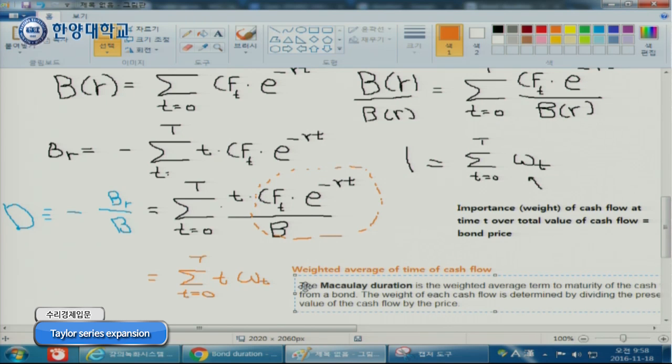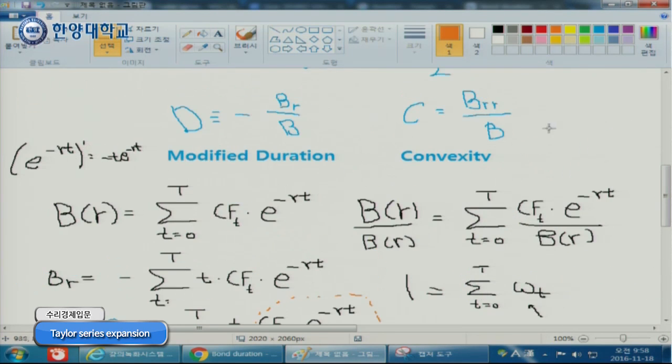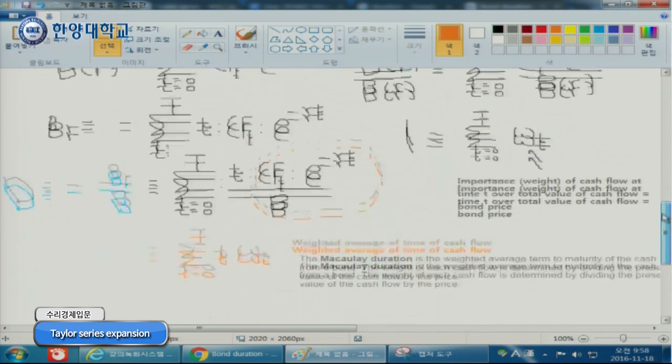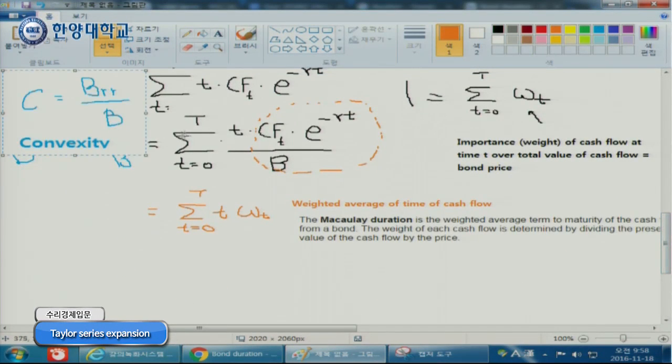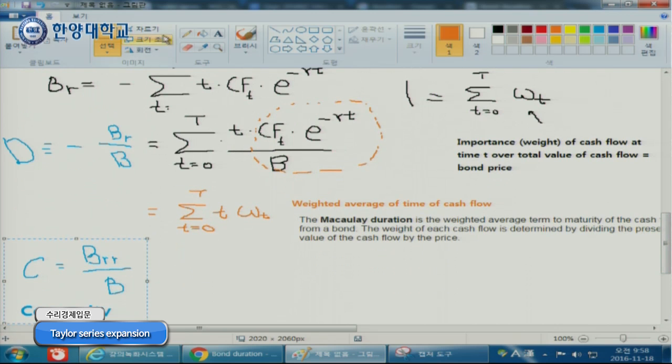What is convexity? Now let's calculate convexity. Convexity is even easier. We take the derivative two times. Then we can recycle this part. We take the derivative one more time of this one.